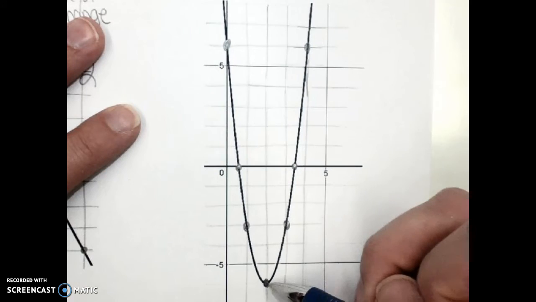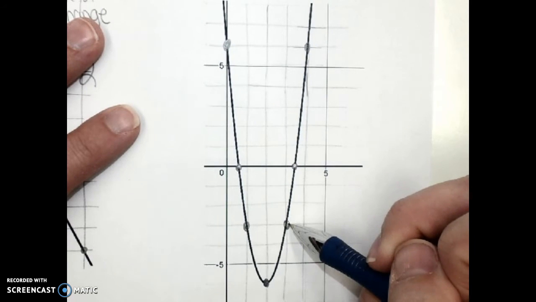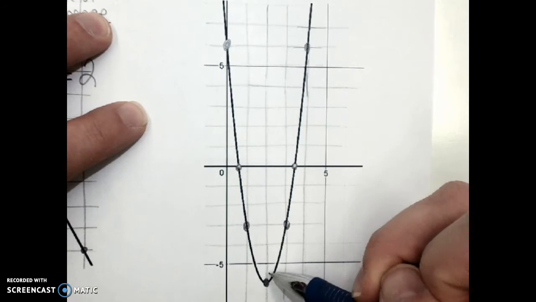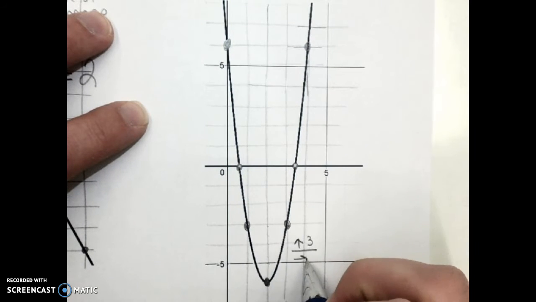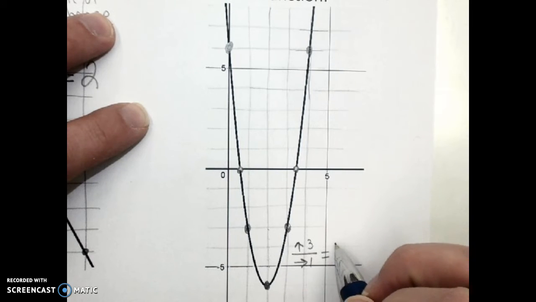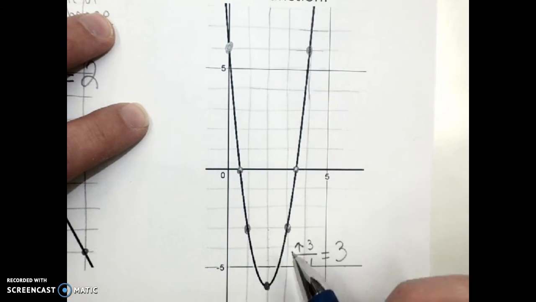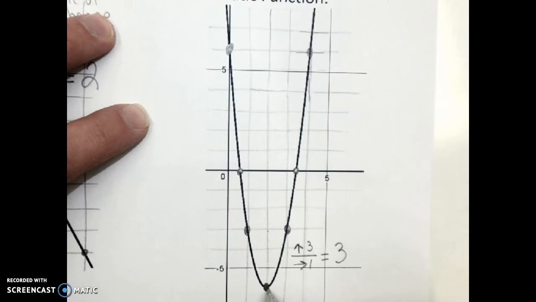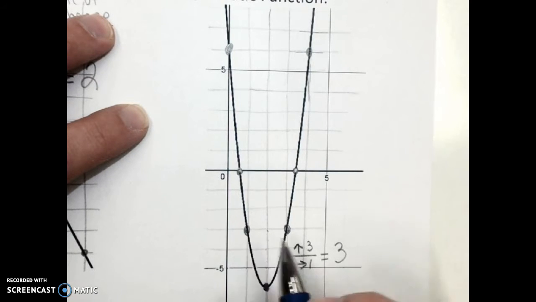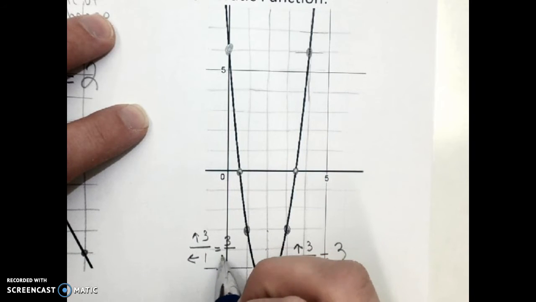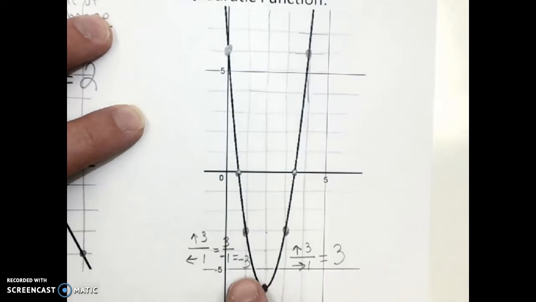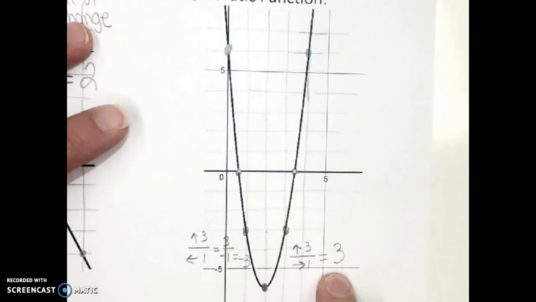I want you to look from this point to this point. From here, the vertex, you would go up 3, right 1. Well, that's a positive 3 over 1, which is 3, between these 2 points. But if you look from the vertex to this point, you will go up 3, but left 1. Up 3, left 1 is 3 over negative 1, which is negative 3. Negative 3 is not the same as a rate of change of positive 3.